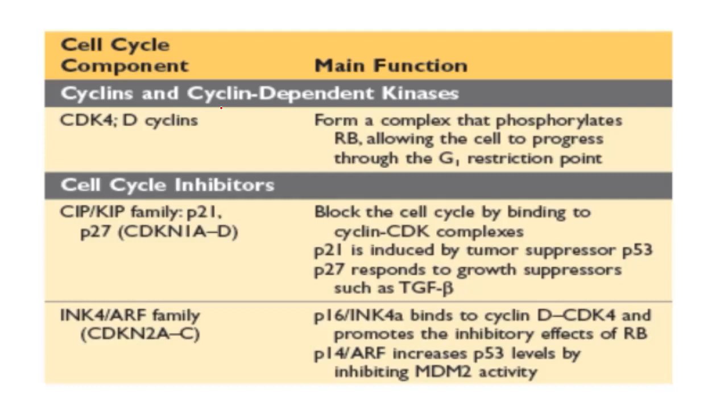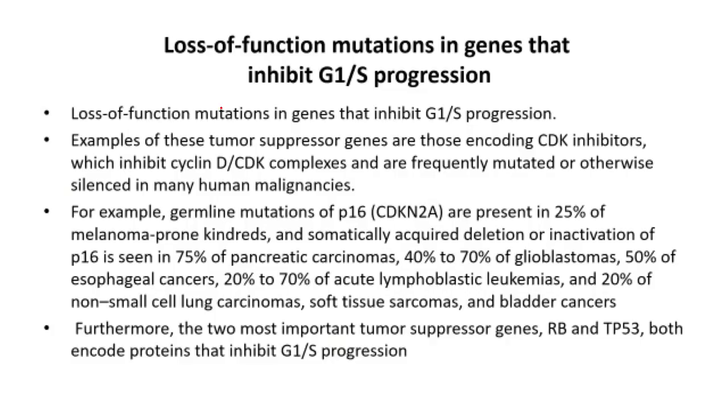The important one is INK4, CDKN2A. P16, when mutated, normally binds to cyclin D and promotes the inhibitory effects of RB. So P16 INK4 actually facilitates RB in inhibiting the cell cycle. Mutation in this one will make RB weak, and because the retinoblastoma gene becomes weak, the cell cycle is progressed. So as told earlier, we have intrinsic inhibitors of cell cycle progression, CDKN1A. The mutations in CDKN1A also will contribute. The most important example is germline mutations of P16, CDKN2A.